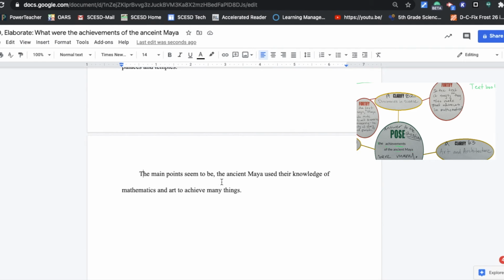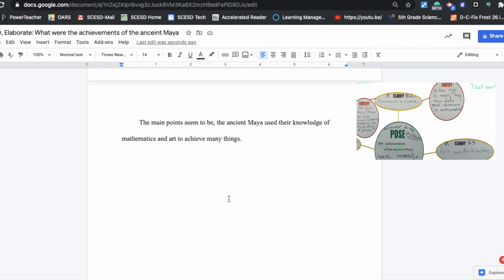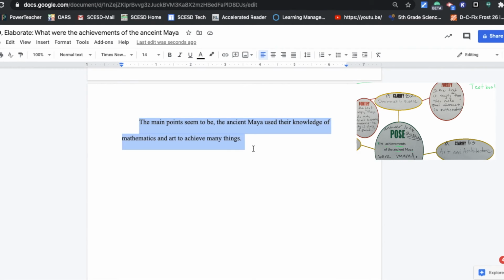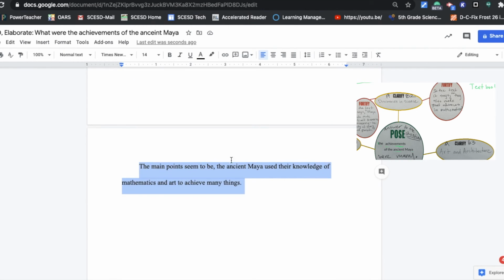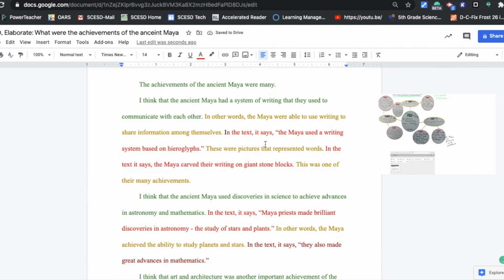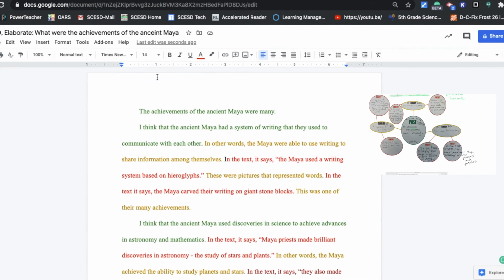Conclusion, the main point seemed to be the ancient Maya used their knowledge of mathematics and art to achieve many things. Okay? Now we could actually tweak this pose statement up here so that it matches more with this conclusion statement that we kind of elaborated on here. We made it a little bit bigger. Not only did the ancient Maya have many achievements, but we added in that they used their knowledge of mathematics and arts to achieve many things. We can leave it like this. It's perfectly fine.